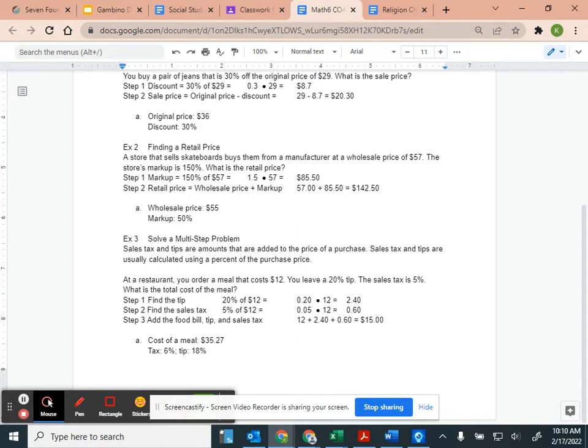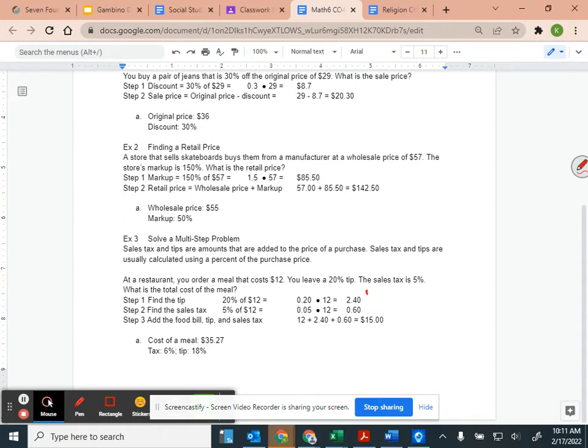Nick? Wait, you pay sales tax on gas? It's already added into the price that they put on it. All right, so at a restaurant, you order the meal for $12, you leave a 20% tip, and the sales tax is 5%. What is the total cost of your meal? If your meal costs $12, you want to find your tip of 20%. So 20% times 12, so 0.2 times 12 gives you $2.40. So your tip is $2.40.